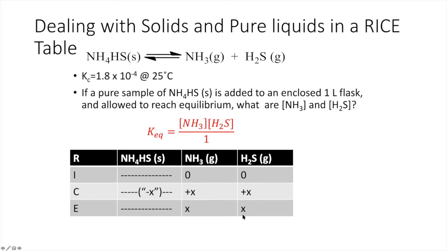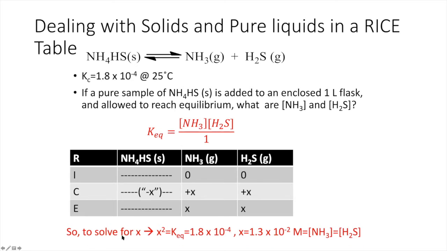And so you bring your columns down, and then you substitute that into the expression for the equilibrium constant. You solve for X, and so you get a value of X of 1.3 times 10 to the minus 2 molar, and that is going to be the concentration of ammonia and H2S in this flask once it reaches equilibrium.